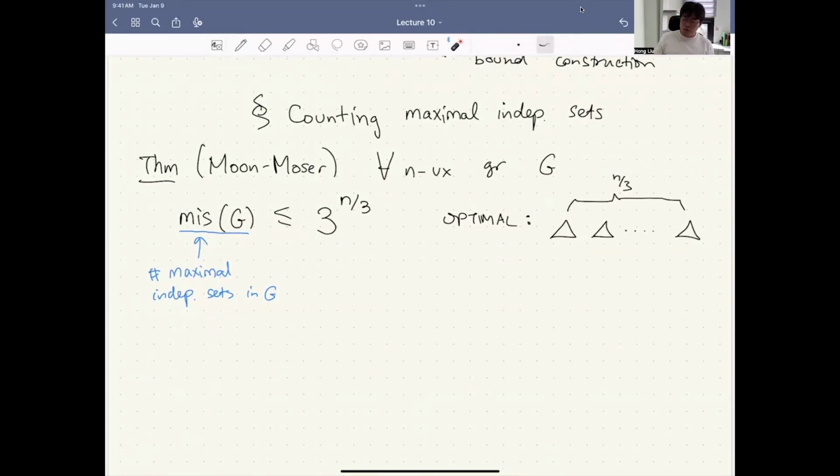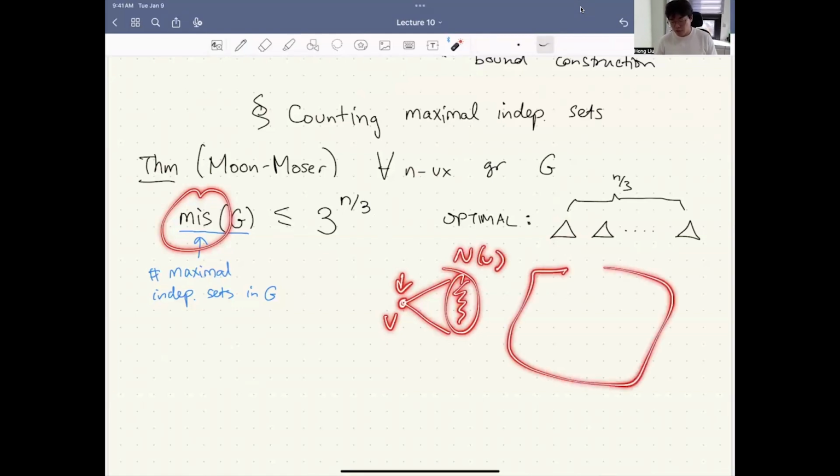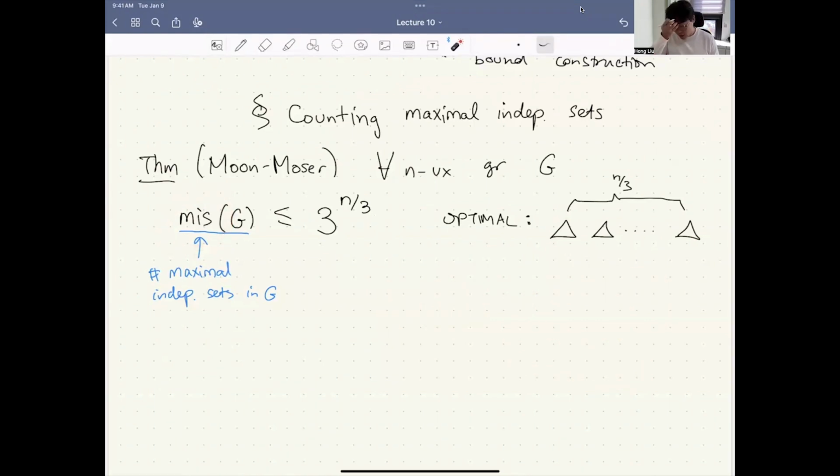When you see such results, we're not going to prove this. This proof is by induction and uses the fact that if an MIS contains v, then you kick out all its neighborhood, and then you look at the rest. The restriction of this maximal independent set to the rest must also be a maximal independent set, so you can use induction. I will not prove this.